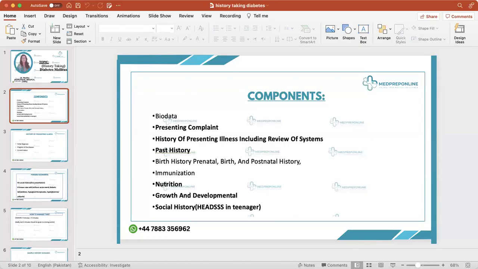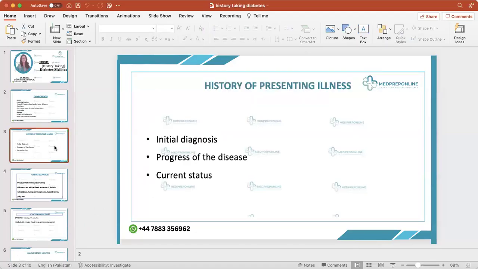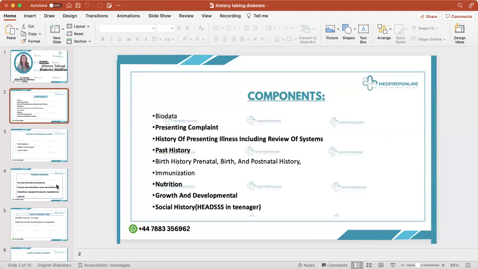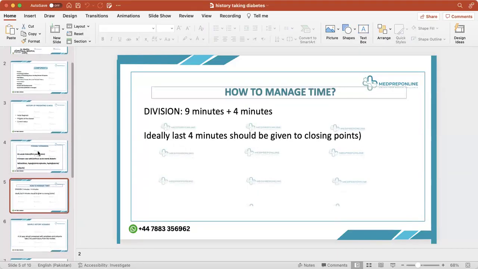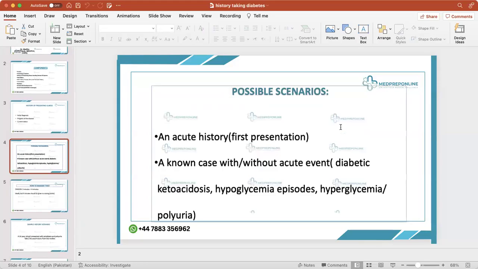So what are the common complaints that the child comes with? Let me see. So these are the possible scenarios that you can be facing. It can be an acute history. That is, the child may be coming for the very first time. Like you have a scenario of polydipsia and polyuria, but the family is unaware of the diagnosis. In this case, you would be expected to make a list of differential diagnoses.